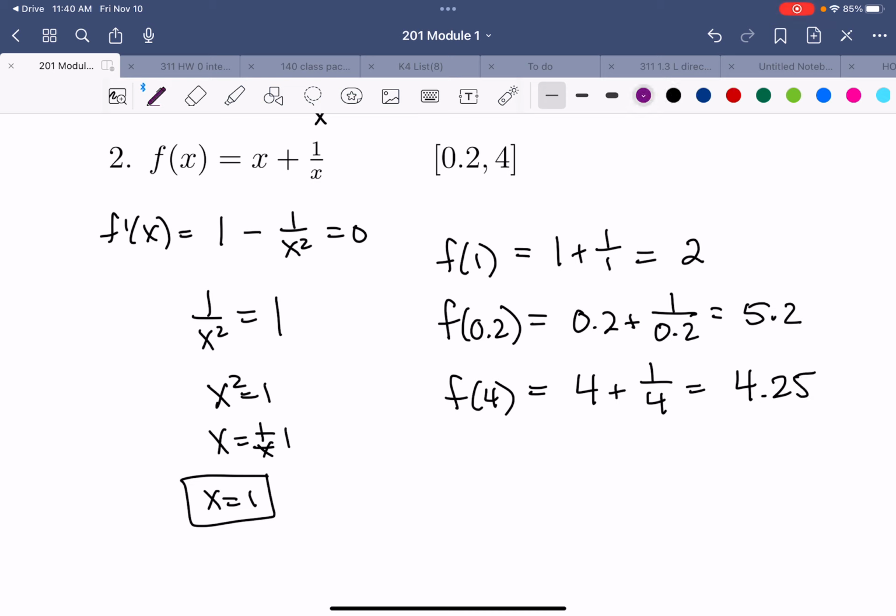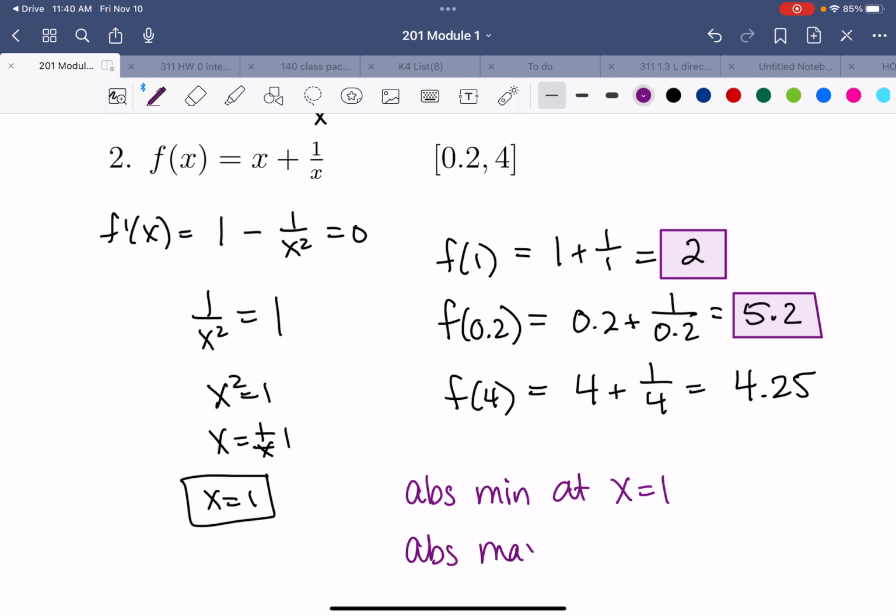And so based on this information, our smallest is the 2. So we have an absolute min at x equals 1, and our largest is the 5.2. So we have an absolute max at x equals 0.2.